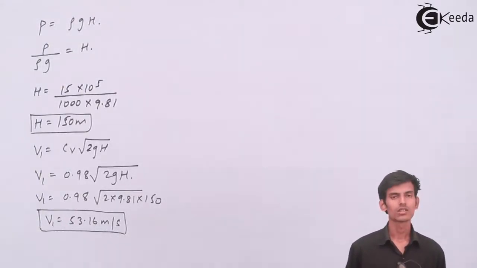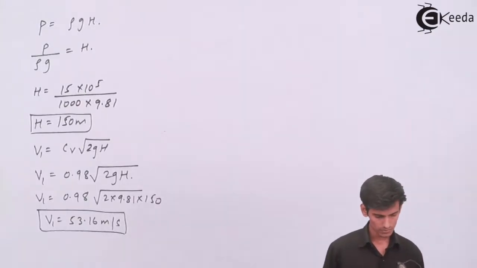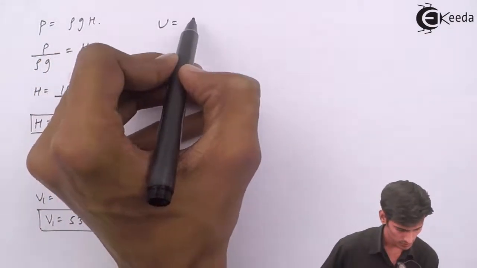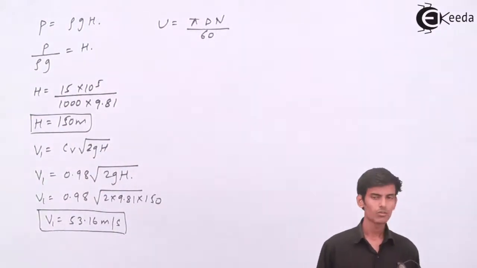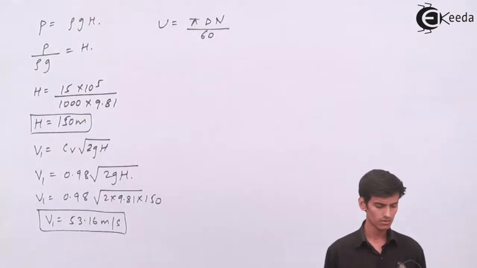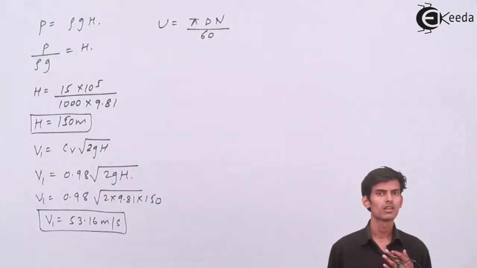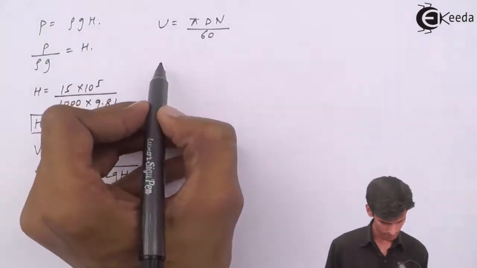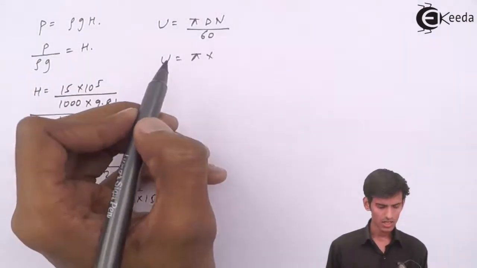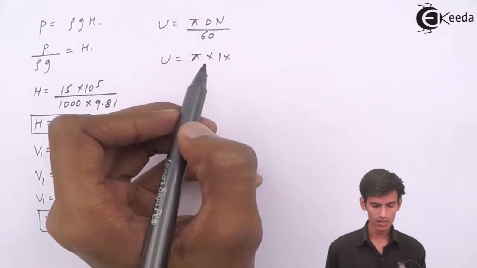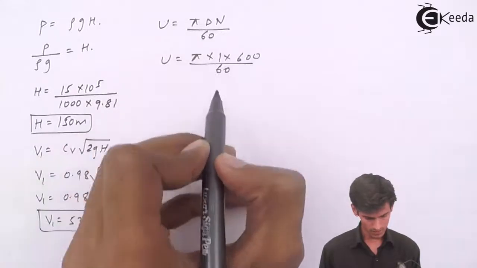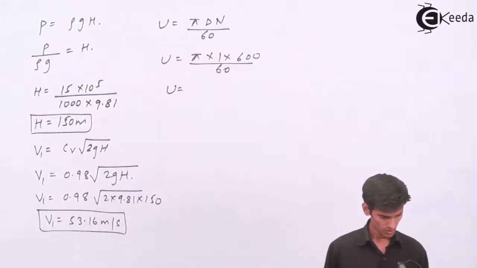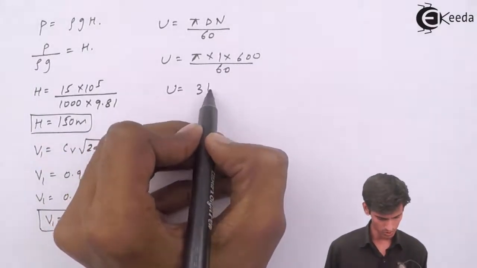Now let's calculate u, that is the velocity of the bucket. The formula for u is pi d n by 60. It's a very basic formula that we've been studying in other subjects as well. Diameter is given as 1 meter, so 1. The RPM is also given, which is 600 RPM divided by 60. So once you substitute the values here, you get the value of u as 31.4.